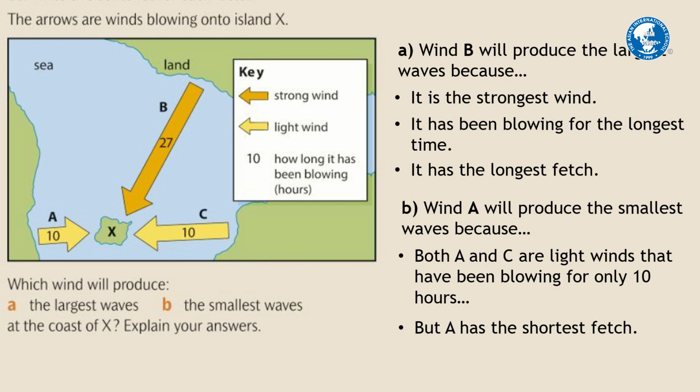So A and C are both light winds, lighter than B. They've both been blowing for 10 hours, which is shorter than B. But A has the shortest fetch, so it will produce the smallest waves.